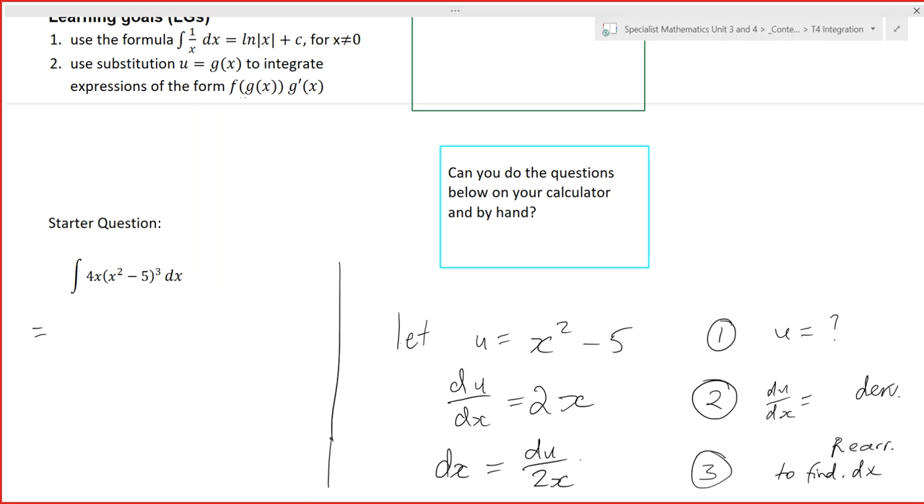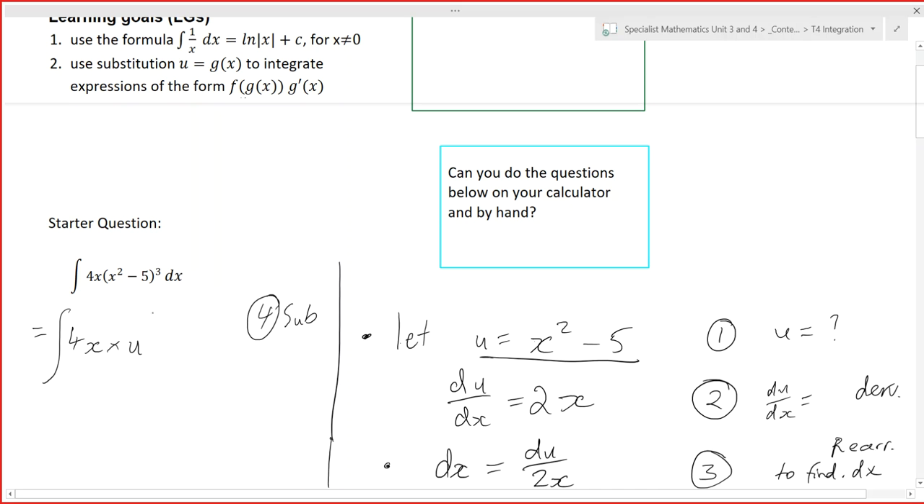Alright, and then we do some substitution. So that's step 4. So we sub in this one, and we sub in this one into this function. So 4x stays the same. We're subbing in this, so this becomes multiply by u to the cube, and dx, we substitute that in for the dx.